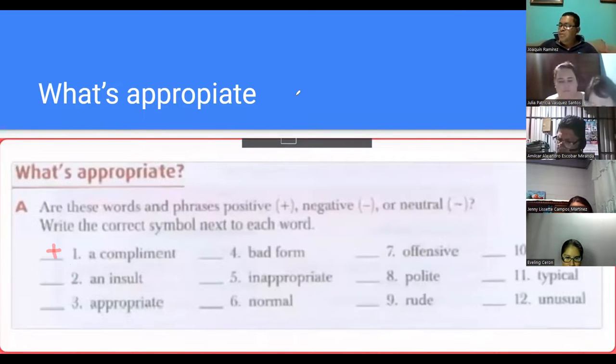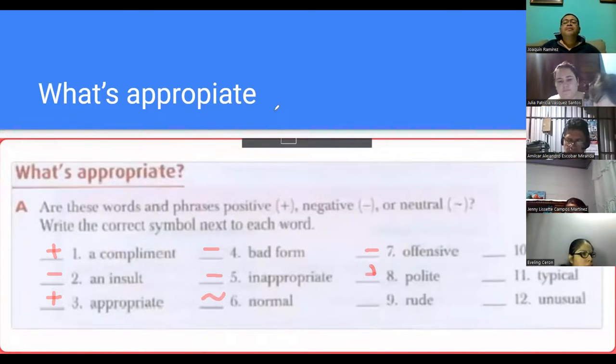An insult. Negative. Appropriate. Positive. Bad form. Negative. Inappropriate. Negative. Normal. Neutral. So neutral is represented like this, right? Offensive. Negative. Polite. Positive. Rude. Negative. So rude would be negative, right? Very good.